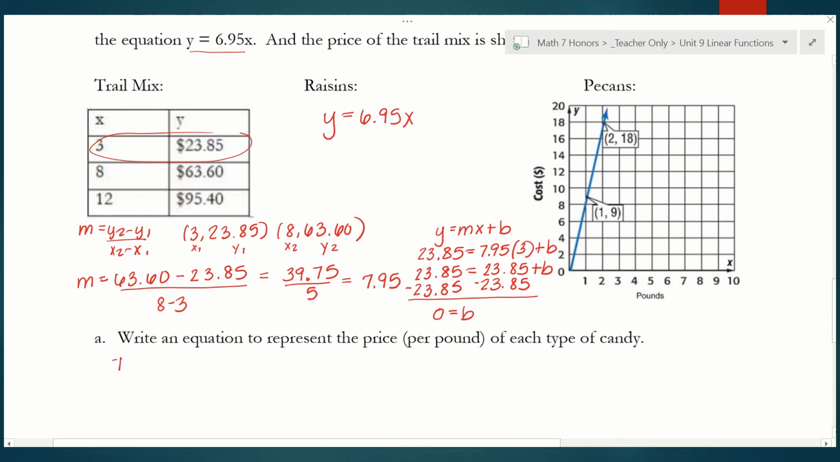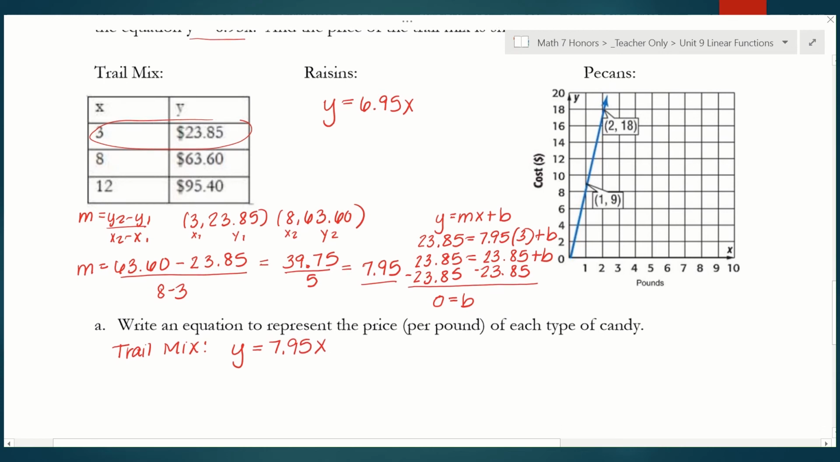Okay, so we did a lot of work there. Let's write this down. The equation for trail mix would be y equals, we got 795 for our slope, so 795x, and then you don't have to put the plus 0 because it's just not needed. And then raisins was next, and they gave us that. How nice. y equals 695x.